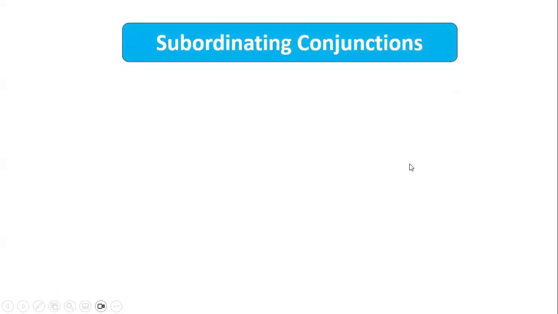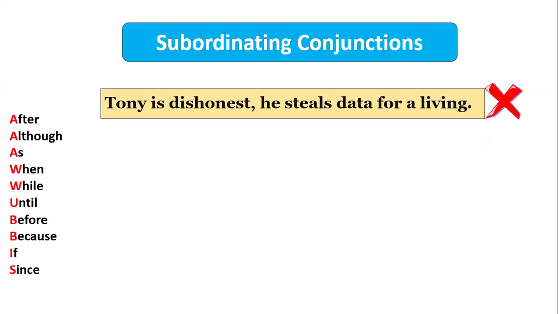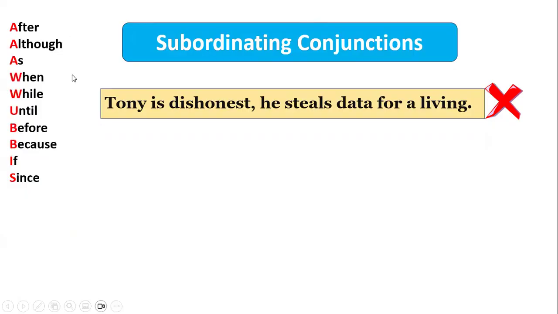Then we will go back to the sentences we referred to in the beginning. Tony is dishonest. He steals data for a living. How can I fix this problem using a subordinating conjunction? I'm choosing from the words I referred to in the beginning of the lesson. As I said, these are not all the subordinating conjunctions. These are just the ones most commonly used by many people.